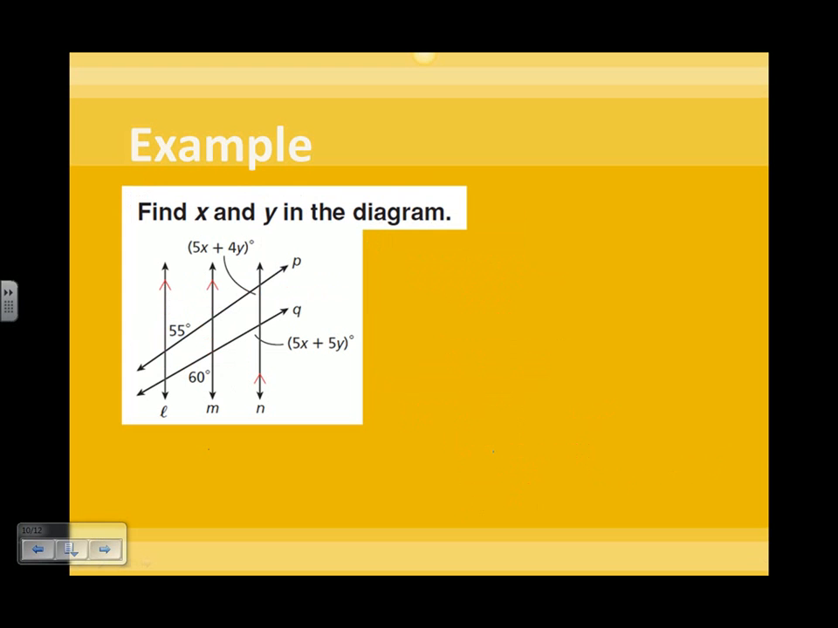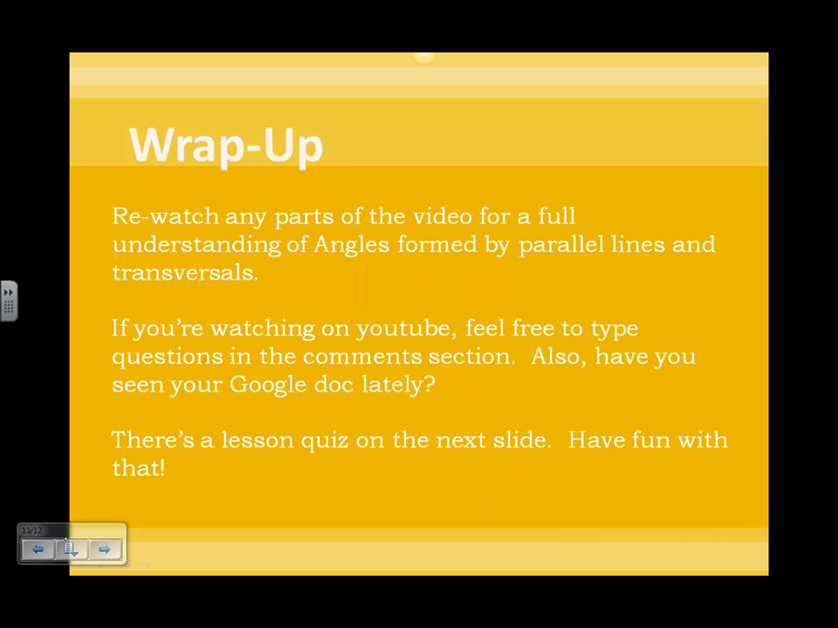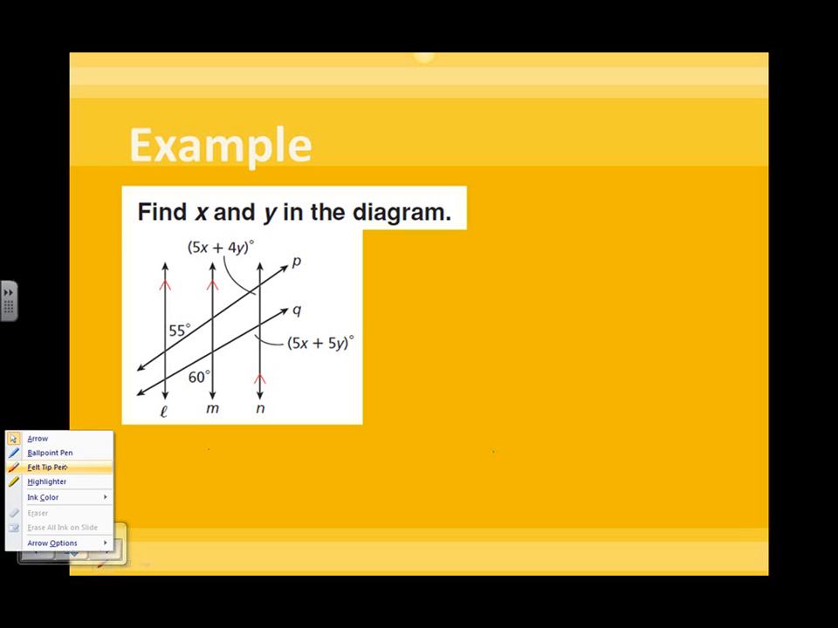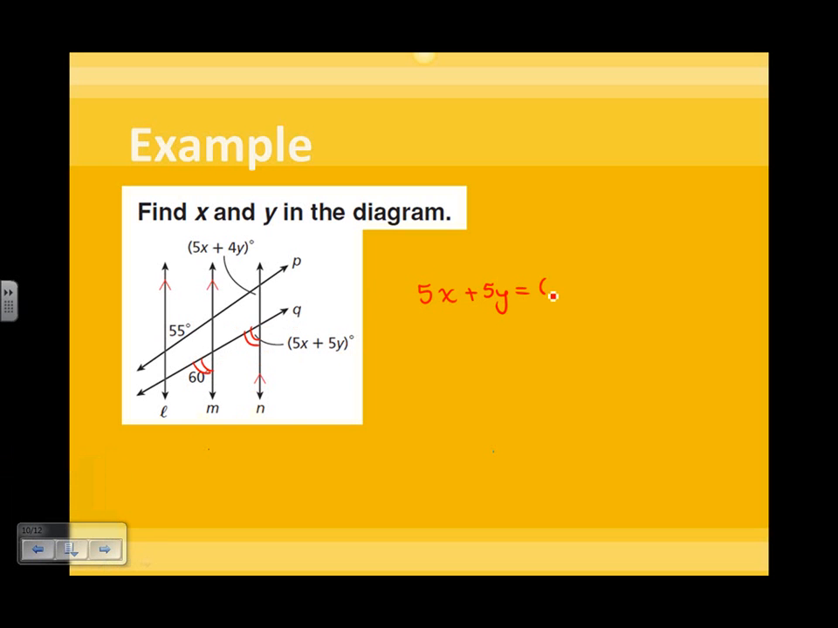Okay, here's another example. We're going to have to use this diagram to find x and y. So we've got to see what kind of angle pairs we're dealing with here. The very first thing I notice is that this angle right here and this angle right here are corresponding angles for our parallel lines M and N and our transversal Q. So corresponding angles are congruent by the corresponding angles postulate, so I can write 5x plus 5y is equal to 60.